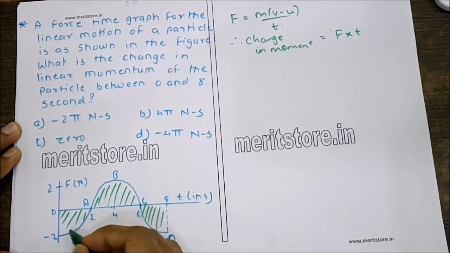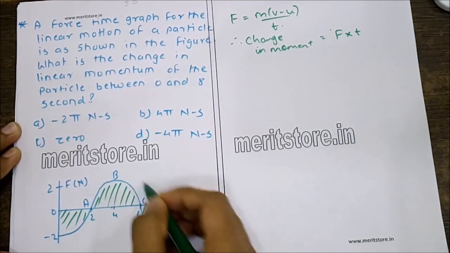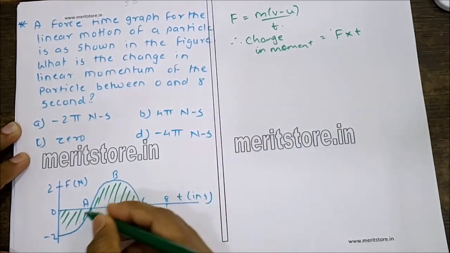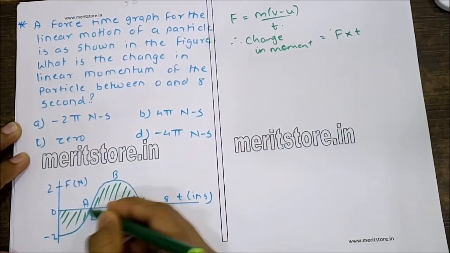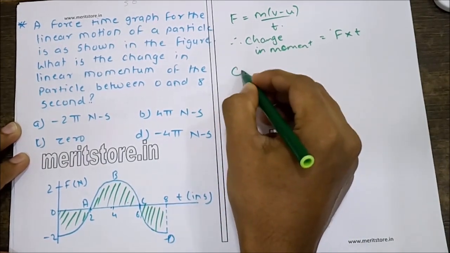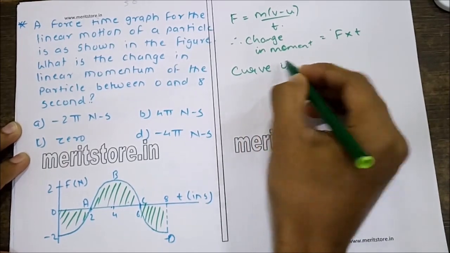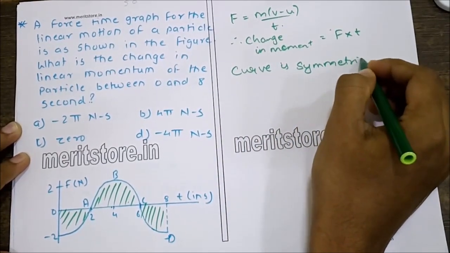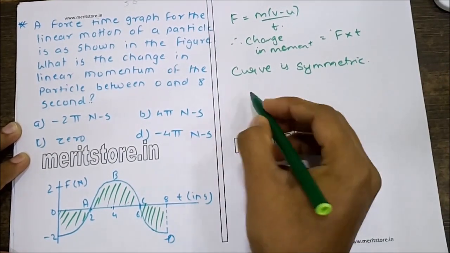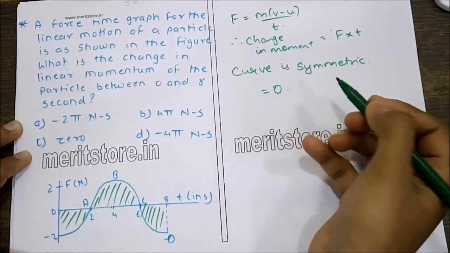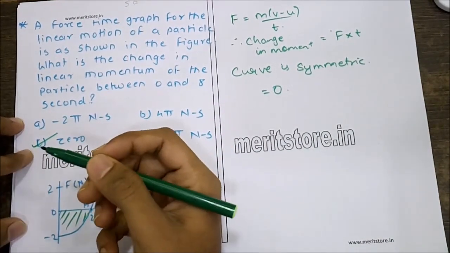Since in this curve, the portion ABC is above the positive axis, and from this half and this half, the portion is below the negative axis, hence the curve is symmetric. And since the curve is symmetric, therefore the change in momentum is equal to 0. Hence option C is the correct answer.